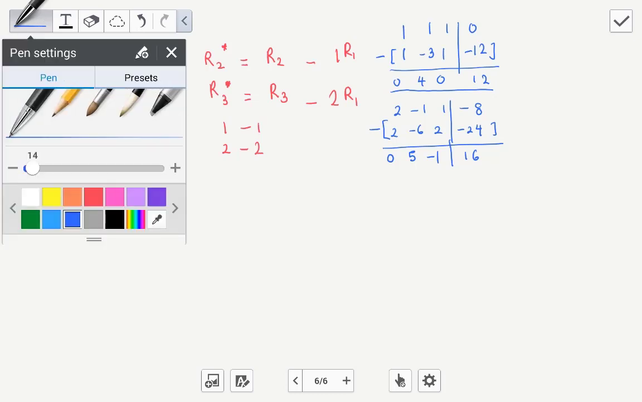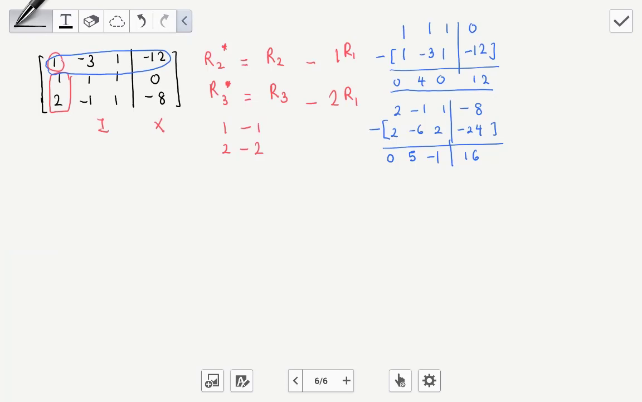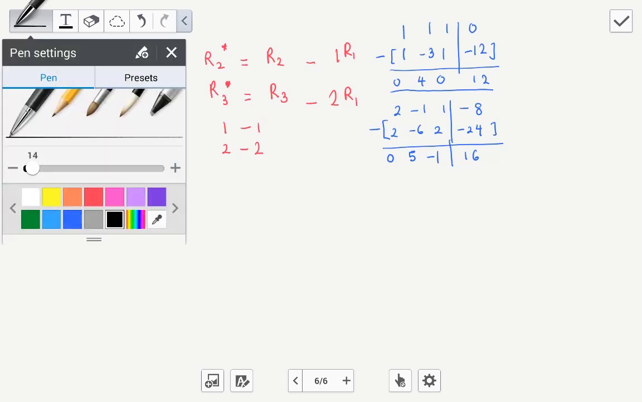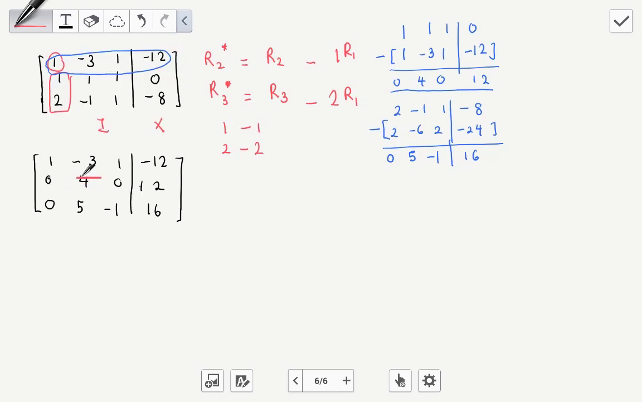Now we're going to copy our matrix. No changes in row 1, so we copy row 1 as it is: 1, -3, 1, -12. We got a new row 2, which is 0, 4, 0, 12. And you got a new row 3: 0, 5, -1, 16. Okay, students, I hope you are following. Now, if you remember our template, the next step is to change row 2 into 1.